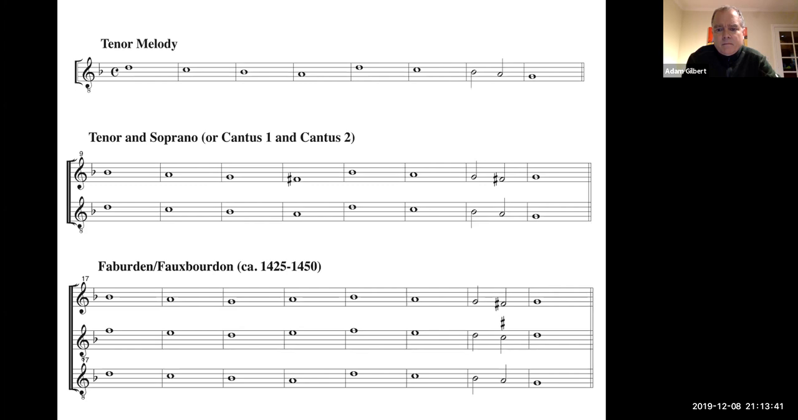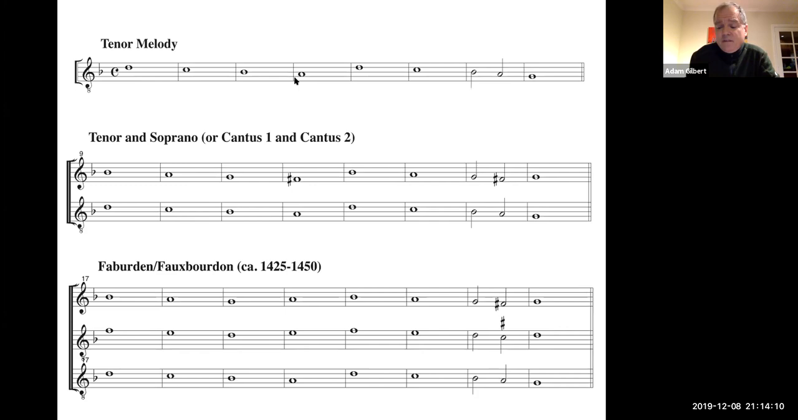Just to give you a little too much information, at this period, people probably would not have said D, C, B flat, A. They would have said La, Sol, Fa, Mi, which would make it even easier for somebody to think a third lower. La, Fa, La, Sol, or Fa, Mi, Re, Ut. They could just think right below it, a third.